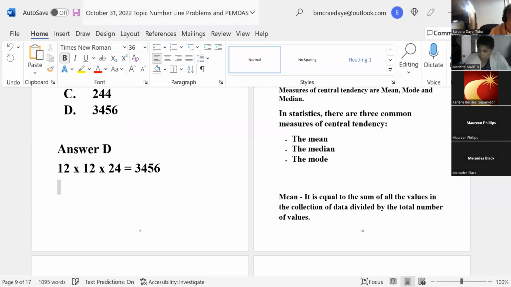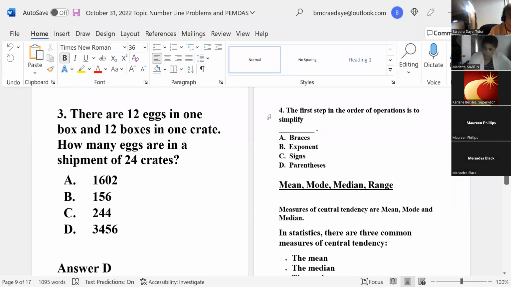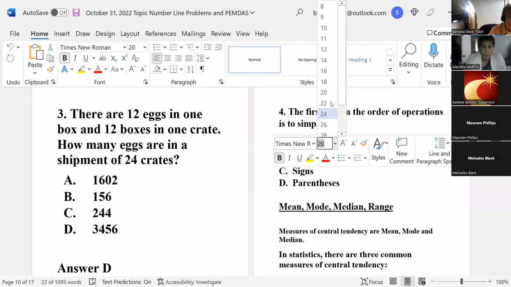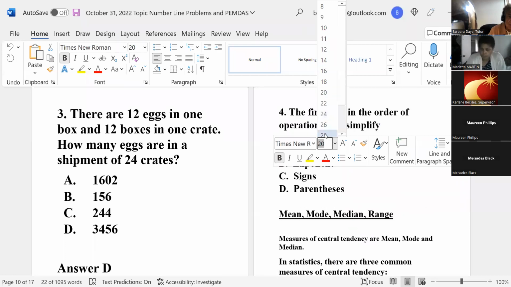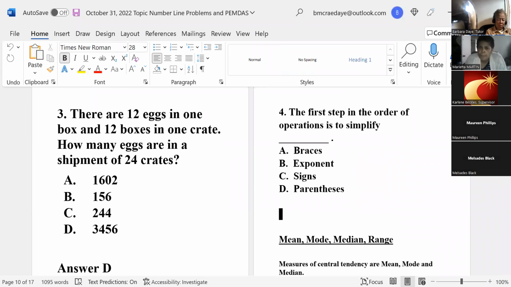Number 4. That's the last one of our first step of order of operations. Simplify. Okay, let me make this bigger. Can you see that, Marietta? Okay. What's the answer for number 4? The first step in order of operations is to simplify. What do you simplify first?